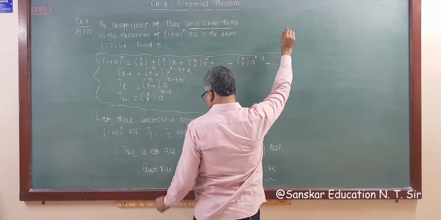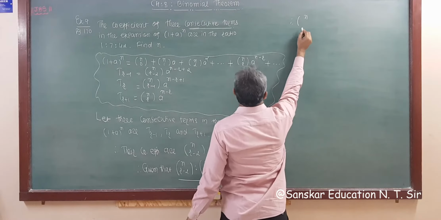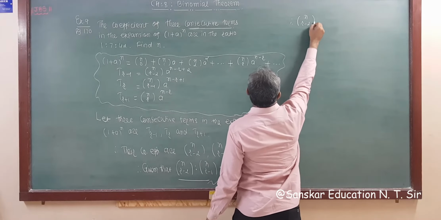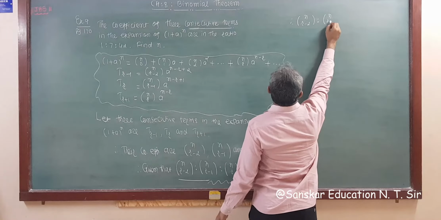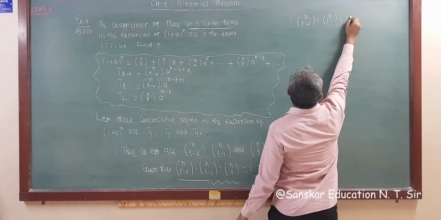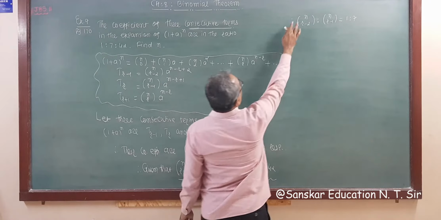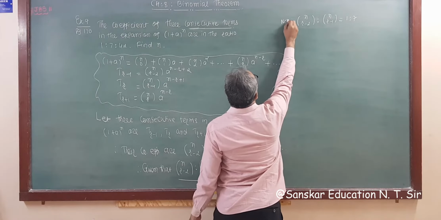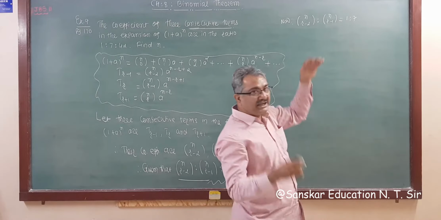So solving this, what we get? Therefore nCr-2 is to nCr-1 is equal to 1:7, right? So now I'm taking this, now simplifying this, now "is to" means divided.